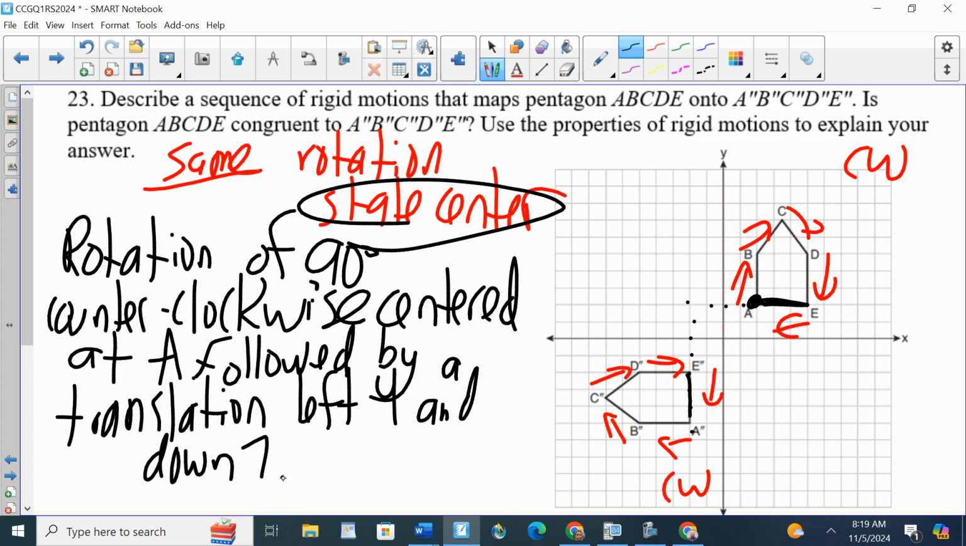So check for orientation. If it's the same, it's going to be a rotation. Really, it's not going to be a single reflection, but in the context of these, it would be a rotation. And make sure you state the center. That's the most common mistake students do. The degrees, the direction, and the center. Use one of the original points as the center, and then translate the rest of the way.